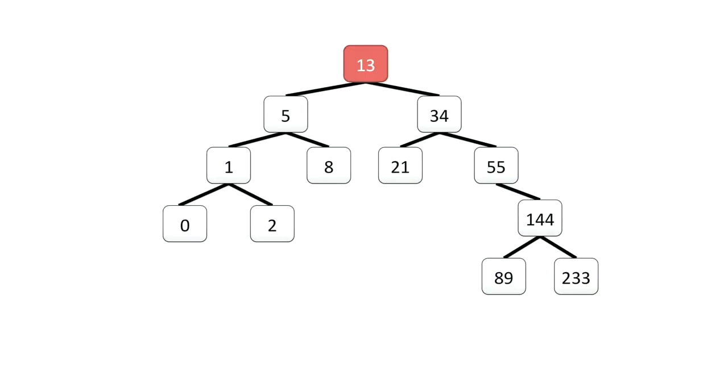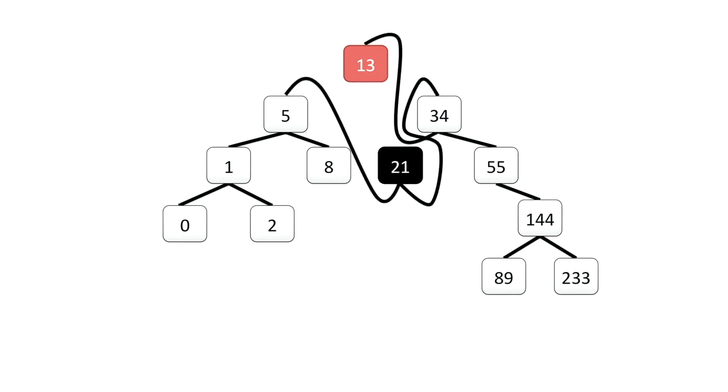For example, let's say we want to delete the root node 13. The first thing we do is we find the next largest value in the tree, which in this case is 21. We then swap the 2 nodes, making 13 a leaf and 21 the central root node. Now we can simply delete 13.